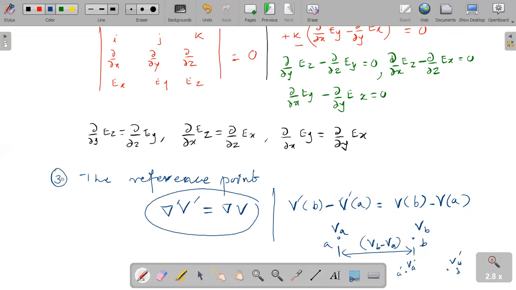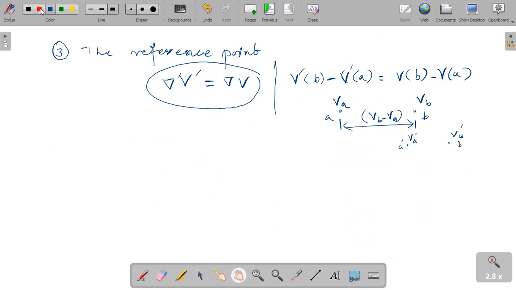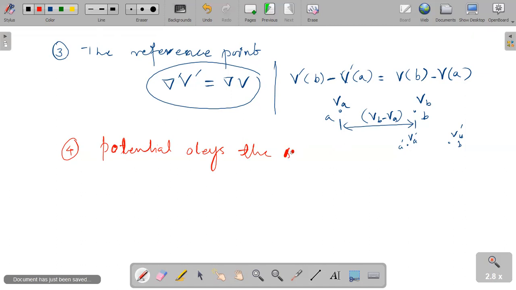Yes, sir. That is the superposition principle of potential. Next point is, I will use different color. And next point, dear student, that is related to superposition principle. That is, it obeys which principle, dear student? Superposition. Superposition. I will use different color.